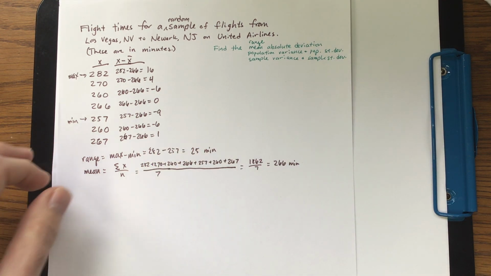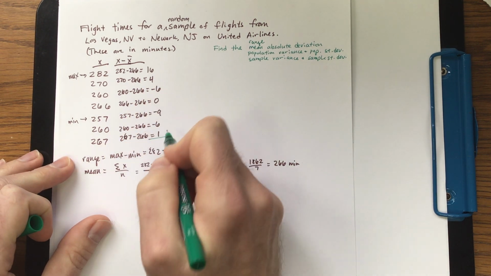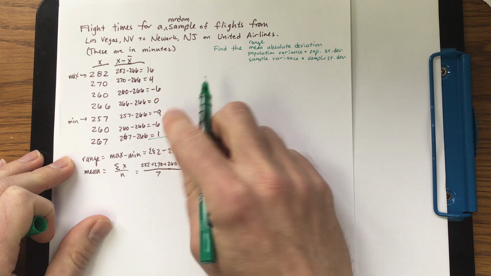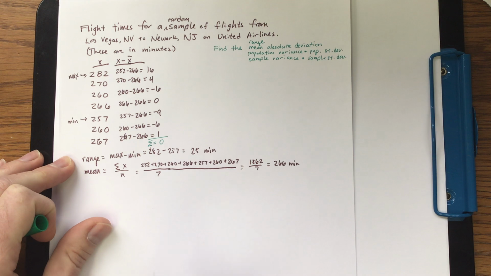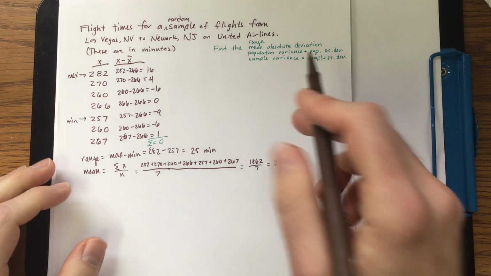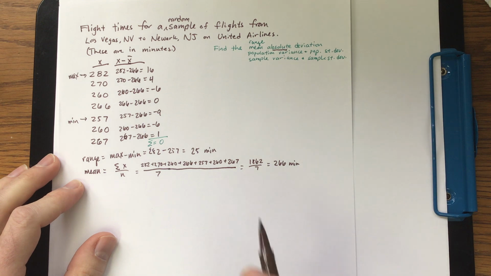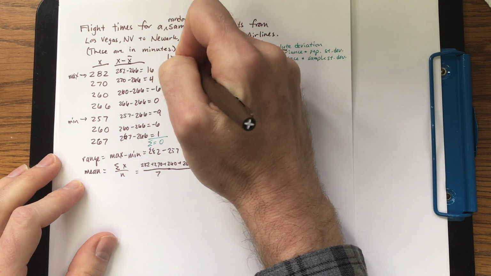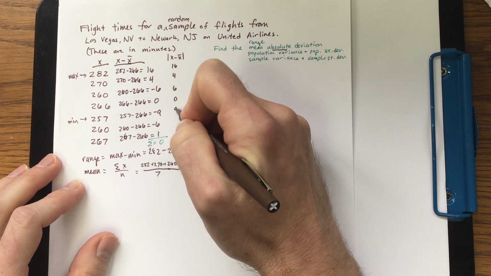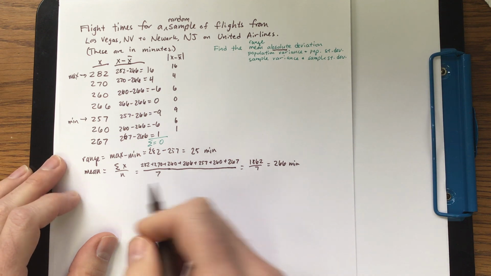If I add up these deviations here, 16 plus 4 minus 6 plus 0 minus 9 minus 6 plus 1, the sum of these things adds to 0. And that should happen. That's kind of a check that you did everything right, because the sum of the deviations from the mean should equal 0. So that's good. To find the mean absolute deviation, I want the absolute value of these deviations. So the absolute value of the deviation: 16, 4, 6, 0, 9, 6, and 1.